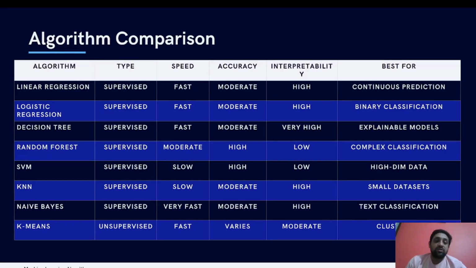Support vector machines are powerful for high dimensional data but can be slow. KNN is simple but computationally expensive for large datasets. Naive Bayes is fast and effective for text data, while K-means is efficient for clustering tasks. Understanding these trade-offs helps in selecting the most suitable algorithm.